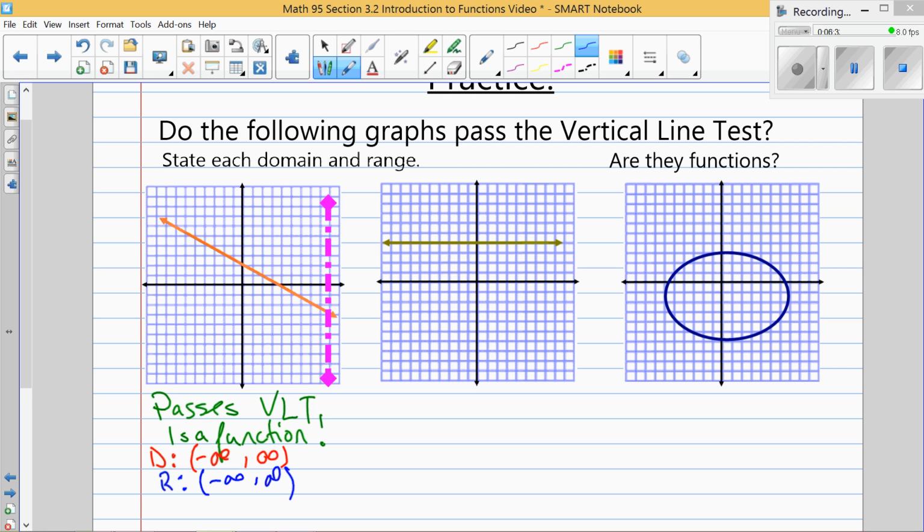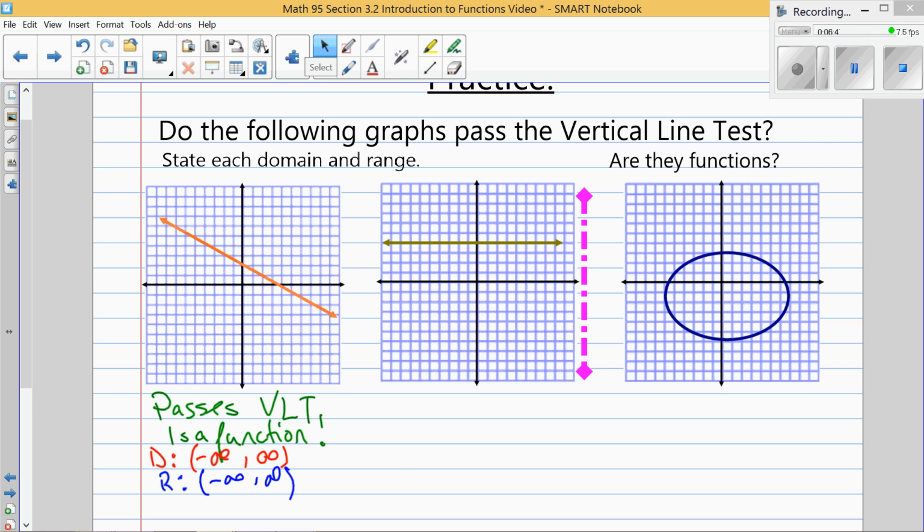Let's move on to the next graph. I want to take my vertical line again, and I'm going to drag it across this relation, and well, that's pretty boring. It never does anything interesting. So this does not violate the vertical line test. It is also a function. So this also passes the vertical line test.